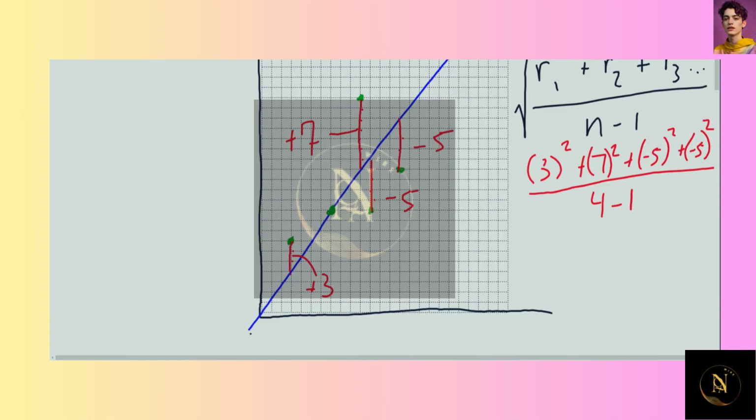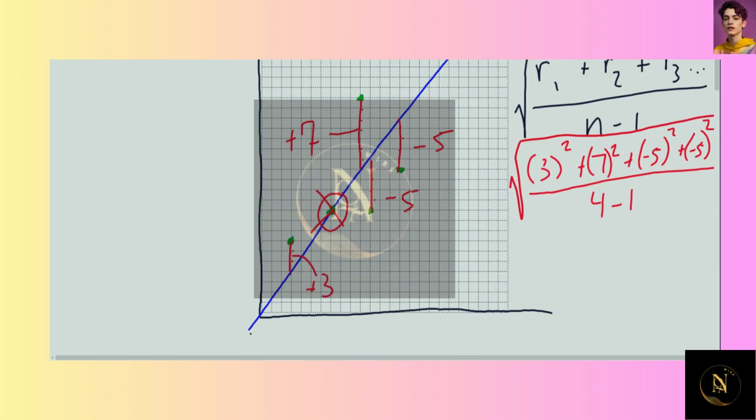Now, I should mention that we're going to neglect this green point right here because it's on the line. You could technically plug it into the equation and do 0 squared, but that wouldn't really yield any interesting results. So we're just going to use 4 data points and scrap that one right there. And then we're going to take the square root of all this here.